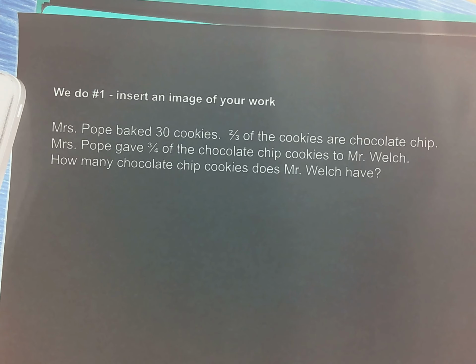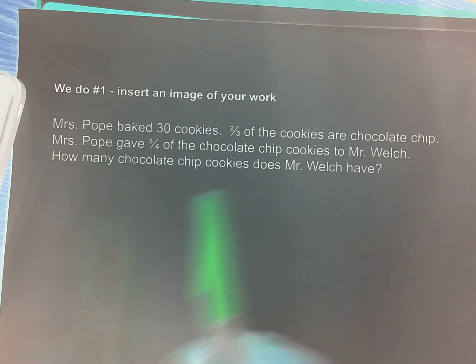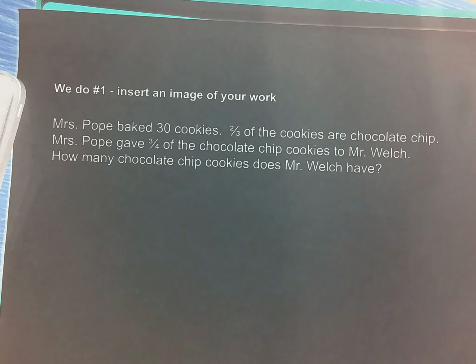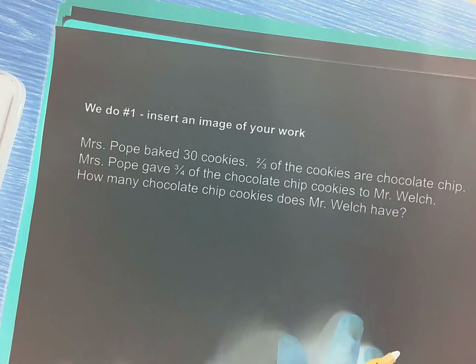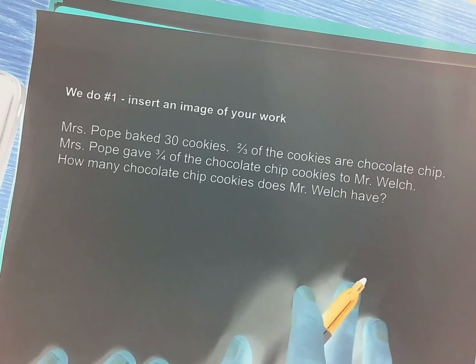For redo number 1, we're going to combine what we learned on Tuesday and Wednesday along with what we just did in our sprint. Miss Pope baked 30 cookies. 2/3 of the cookies are chocolate chip. Miss Pope gave 3/4 of the chocolate chip cookies to Mr. Welch. How many chocolate chip cookies does Mr. Welch have?